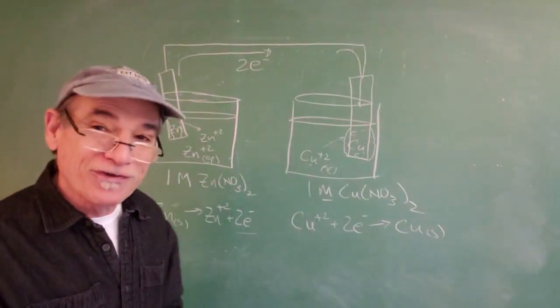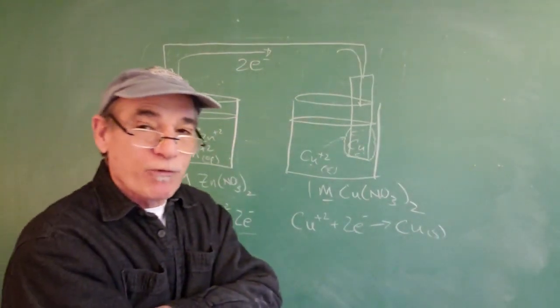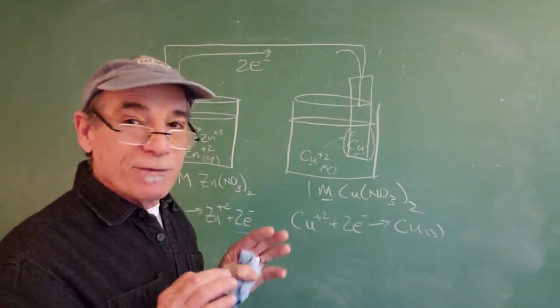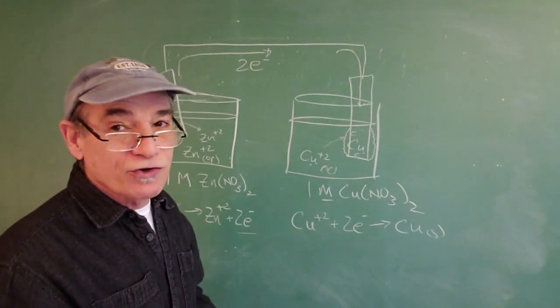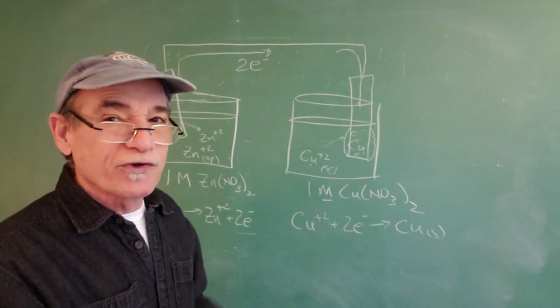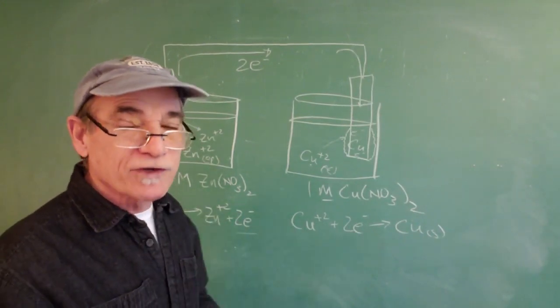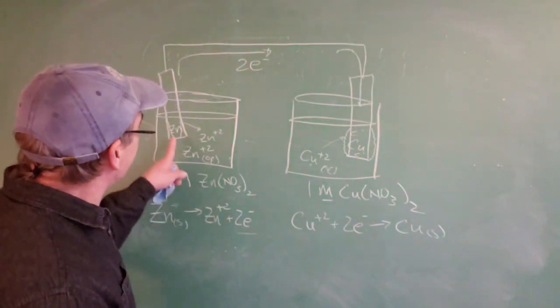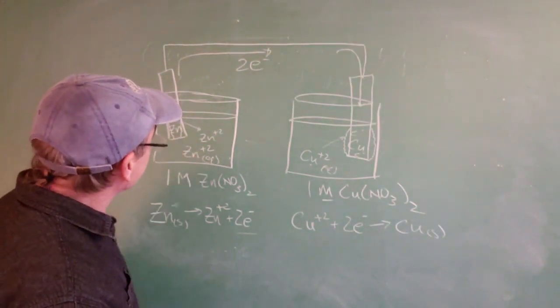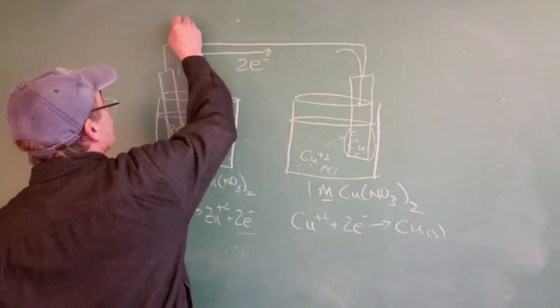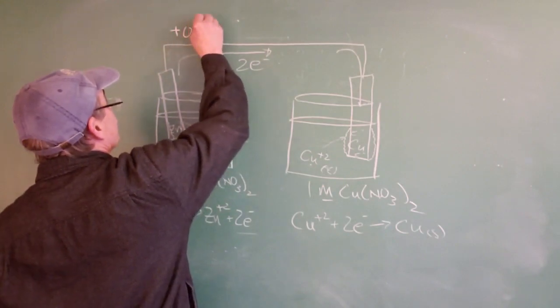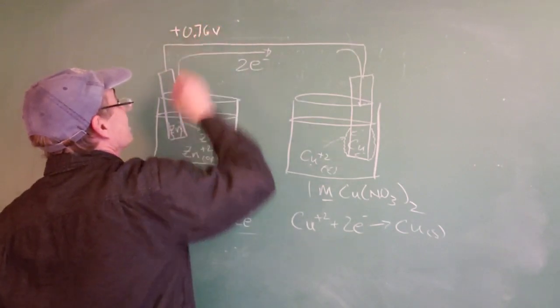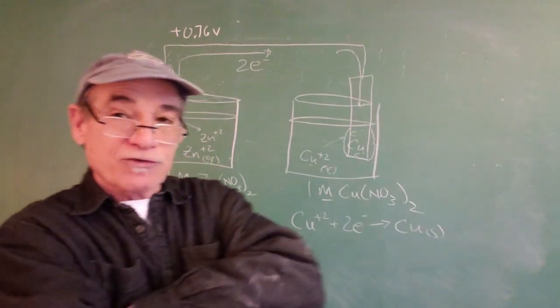All right, well, it turns out that, yeah, there is a little bit of force with which this is a spontaneous reaction, so there's got to be some kind of force pushing the electrons or pulling the electrons through that external circuit. Well, it turns out that zinc, its oxidation potential, is actually pushing to the tune of 0.76 volts, meaning it loves to get rid of electrons.